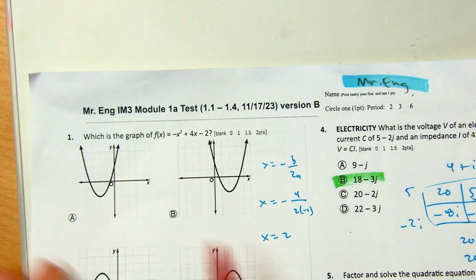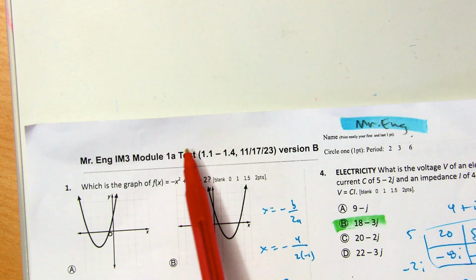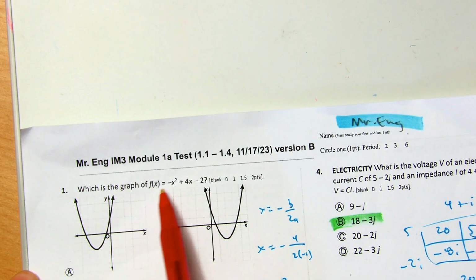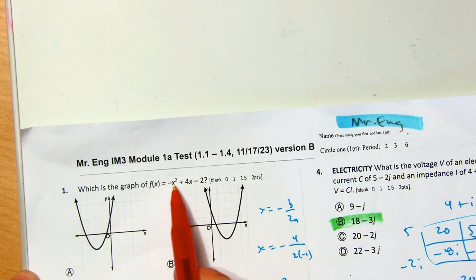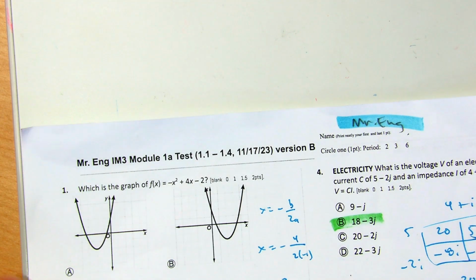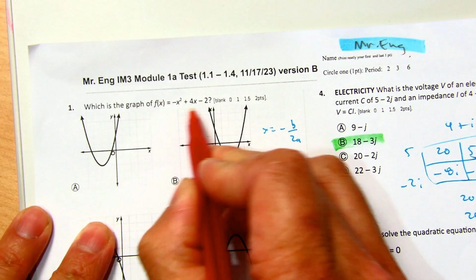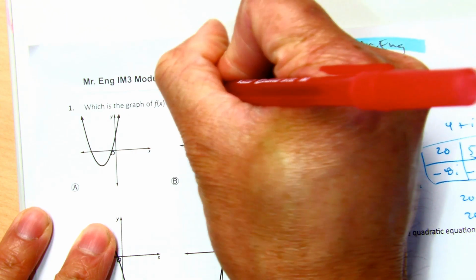Hey guys, let's go over the Module 1A test, 1117 version B. Number 1, which is a graph of f of x equals negative x squared plus 4x minus 2. There's a couple of characteristics you should see. This is called standard form. There's no parentheses. I'm going to write out standard form here.